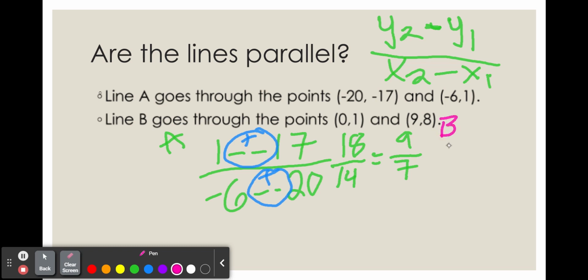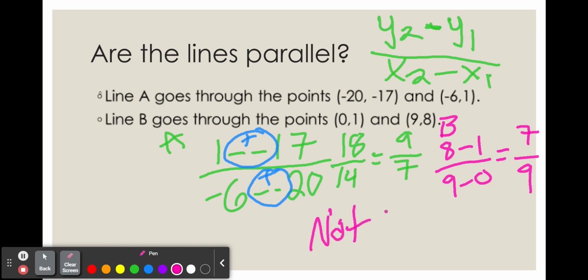So B is 8 minus 1 all over 9 minus 0. 8 minus 1 is 7. And 9 minus 0 is 9. Now, notice we got the same numbers, but our fractions are flipped. So we have 9/7 and 7/9. They're not equivalent. They're not the same, so these lines are not parallel.